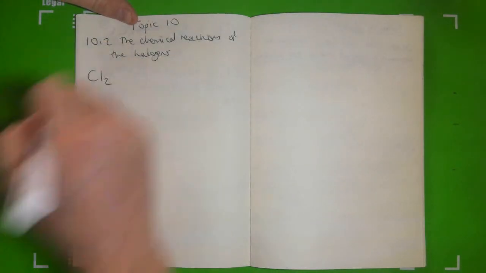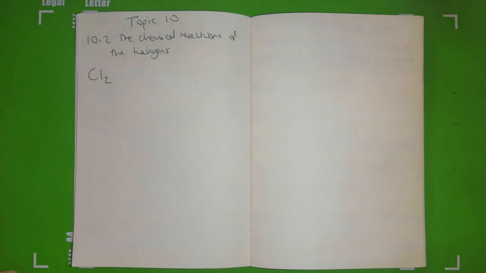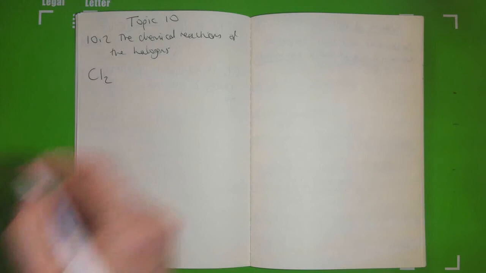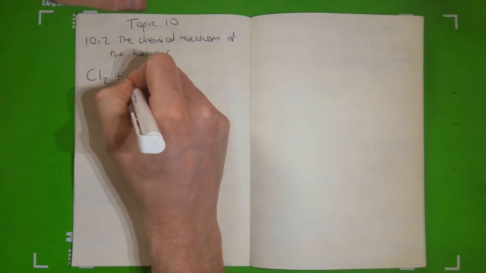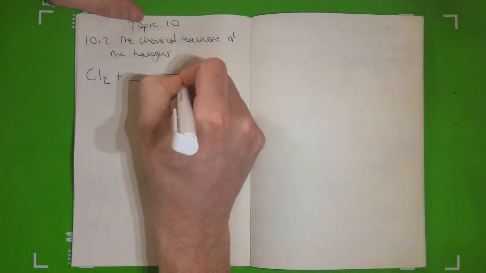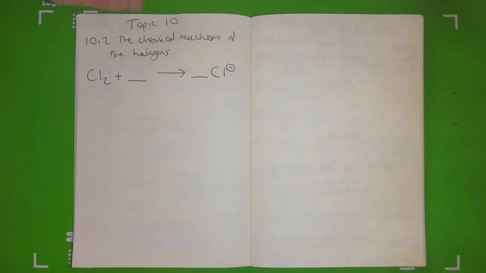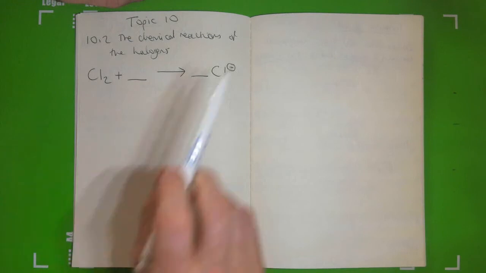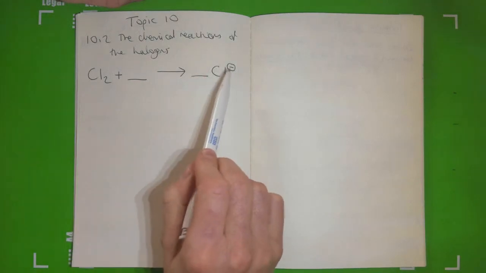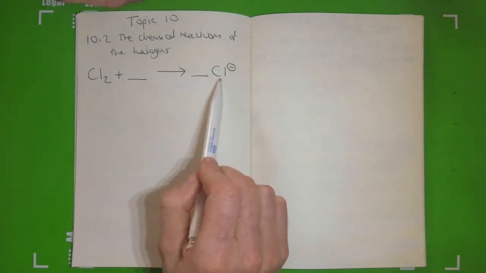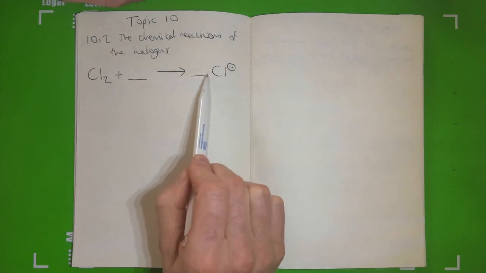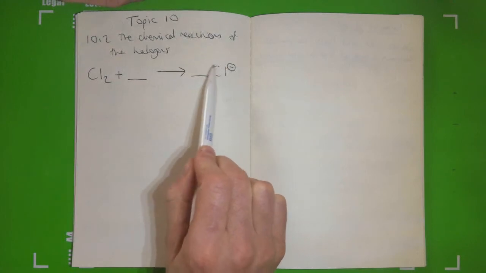So how do the halogens react? There's a halogen, okay? So the halogens react by gaining electrons. What we can do is balance this half equation to show how halogens react. We're going to make a Cl minus there because we need that extra electron to give that Cl a full outer shell. Remember, chlorine's in group 7 of the periodic table.